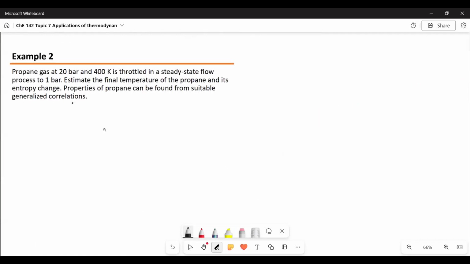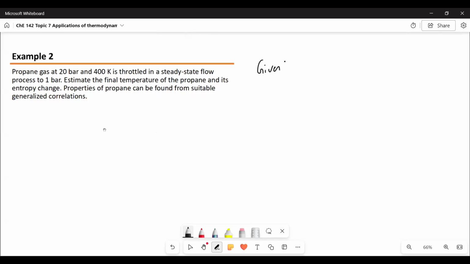For the next problem, example 2, still under the throttling process: propane gas at 20 bars and 400 Kelvin is throttled in a steady state flow process to 1 bar. Estimate the final temperature of the propane and its entropy change. Properties of propane can be found from suitable generalized correlations. So let's draw the problem.